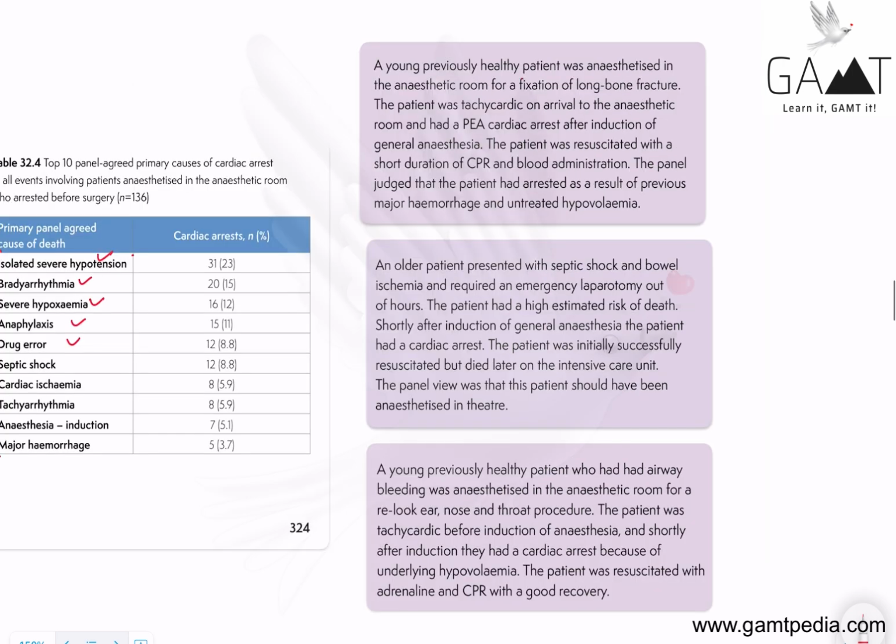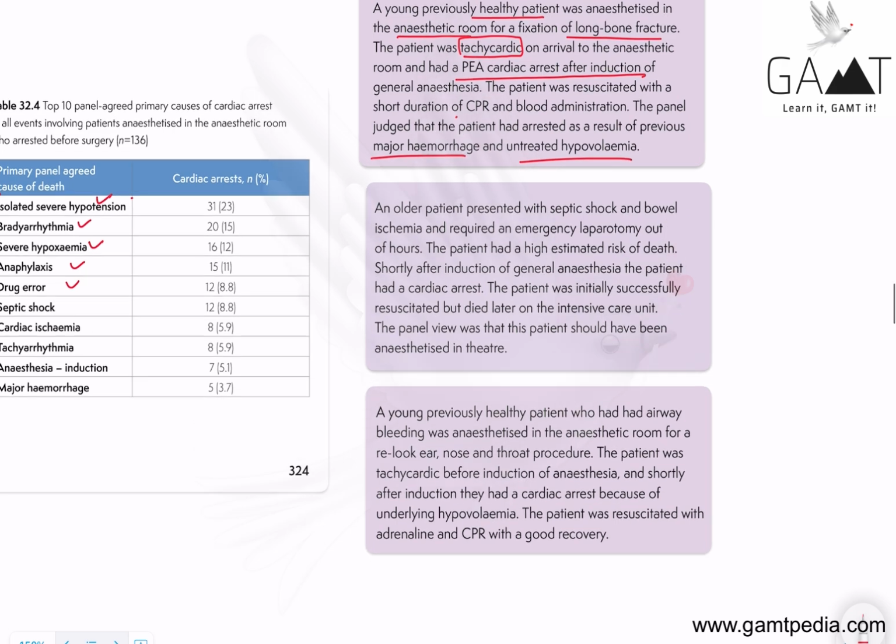A young previously healthy patient was anesthetized in the anesthetic room for fixation of a long bone fracture. The patient was tachycardic on arrival to the anesthetic room, and had a cardiac arrest after induction of anesthesia. The patient was resuscitated with short duration CPR and blood administration. This patient had previous massive hemorrhage, untreated hypovolemia. Again, the anesthetic room may not be an ideal place to anesthetize this patient.